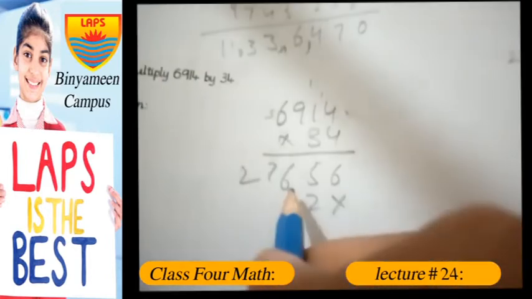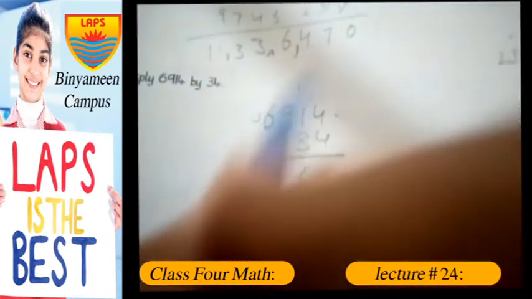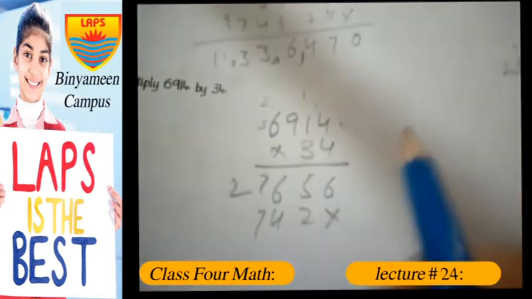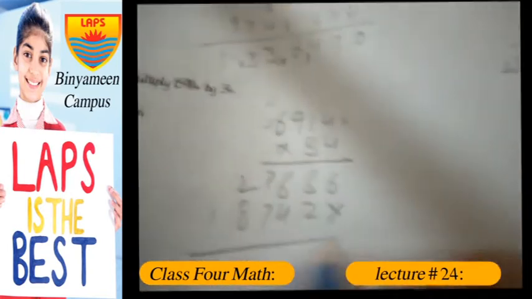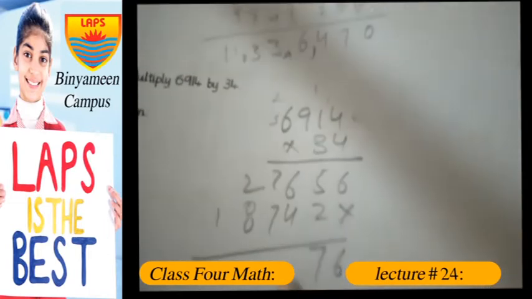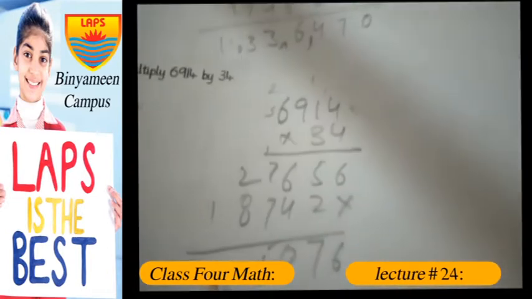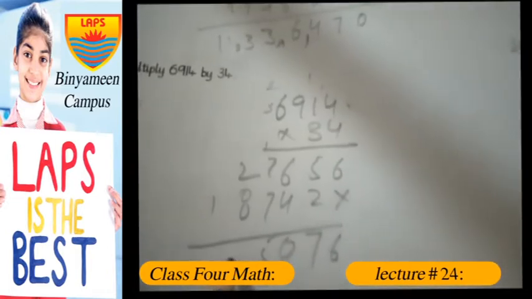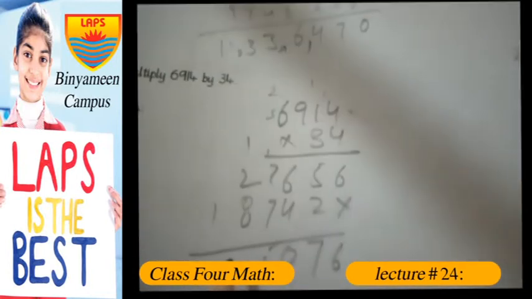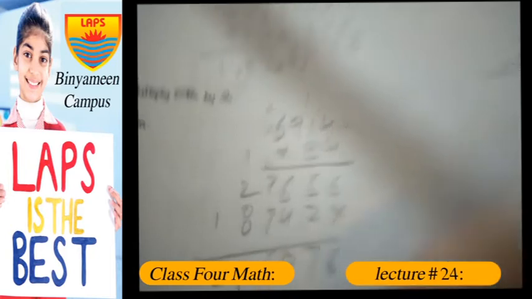Now 3 4s are 12, 1 carried here, 3 1s are 3 makes 4, 3 9s are 27 and 2 will be carried here, 3 6s are 18, 18 and 2 is 20. Now if we add both these values, 6, 7, 6 and 4 makes 10, 1 carried here, 7 and 4 and 1 makes 12, and 1 carried here, 10 and 1 makes 11 and 2.